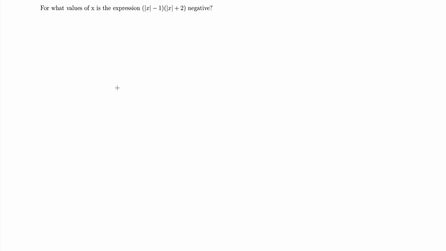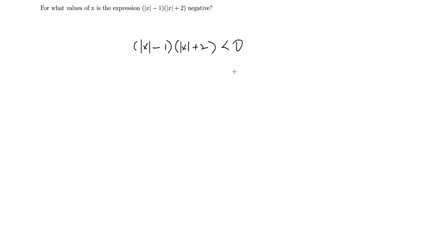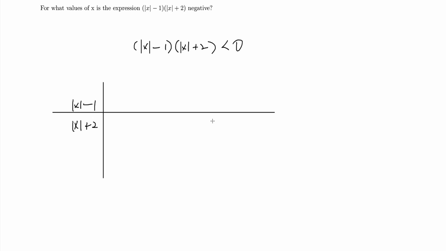For what values of x is the expression negative? So it's asking, normally we don't have these absolute value symbols. It's asking for this: when is it less than 0? Okay. So let's actually study the sign of this and this separately.